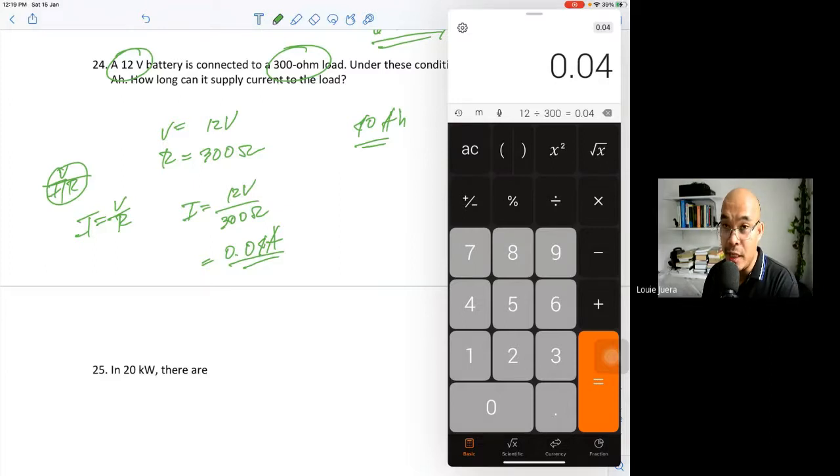Now, in order for us to get how many hours the battery will keep supplying this particular amount of current to that load, you just have to divide it. You can take a look at the conversion. Very important when you will be solving this type of problems that you have to take a look at the units. Okay, so in this particular case here, the units is 40 ampere hours. If you're going to divide the 40 ampere hours with the 0.04 ampere, you will have the hours because the amperes will be cancelled out.